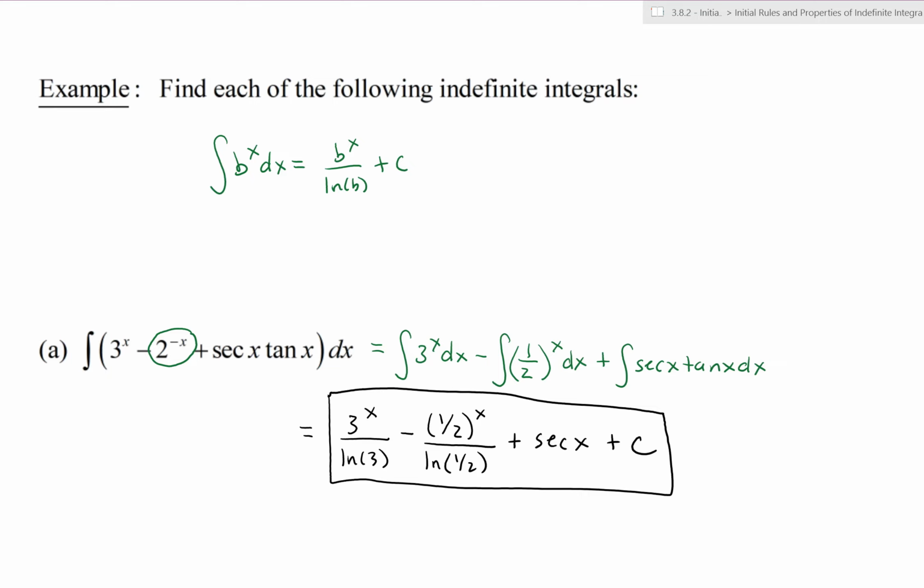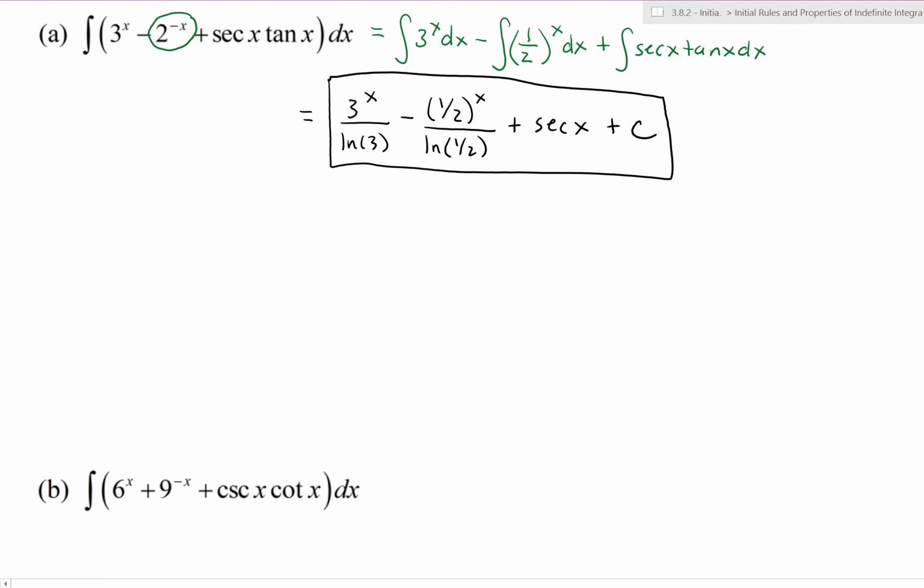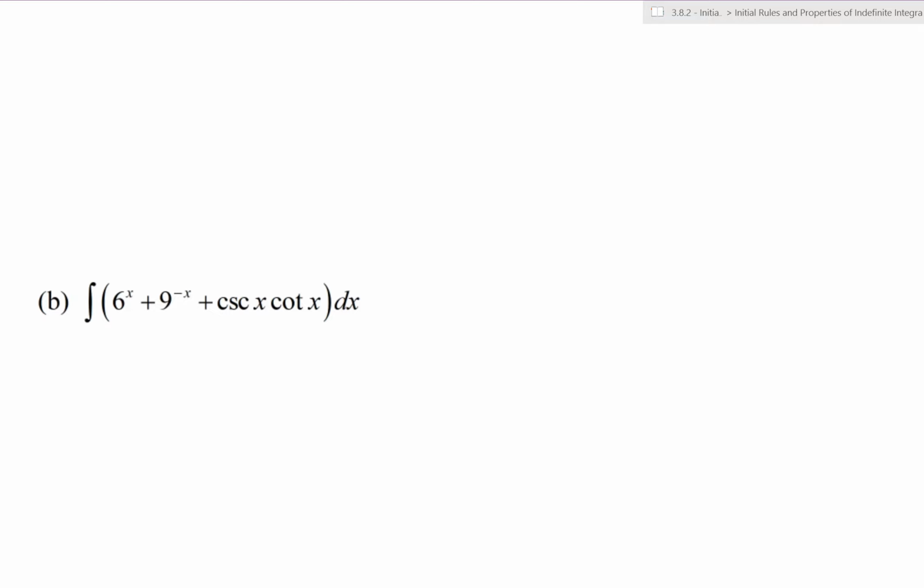Let's do one more of these at least. All right, how about the integral of 6 to the x plus 9 to the negative x, but now plus cosecant of x times the cotangent of x? Again, I can write this as the integral of 6 to the x with respect to x, and then plus here, again, we have that negative x, so we want to turn that to a positive x power, and thus I will write this as a 1/9 as a base to the positive x power with respect to x, and finally plus the indefinite integral of the cosecant of x times cotangent of x function with respect to x again.